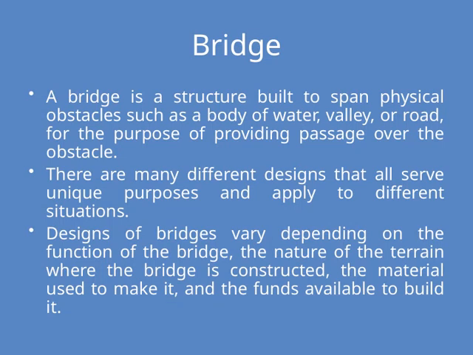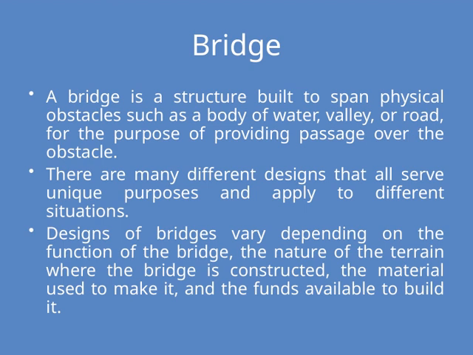A bridge is essentially a structure built to span various physical obstacles you might encounter in the landscape, like a body of water, a valley, or even a road. Its main purpose is to provide a safe and efficient way for people, vehicles, or even trains to cross over these obstacles without difficulty. When we look at different bridges, you'll notice that there are many designs, each tailored to serve specific purposes. Some are built for heavy traffic, others for aesthetic appeal, and some to withstand unique environmental conditions.